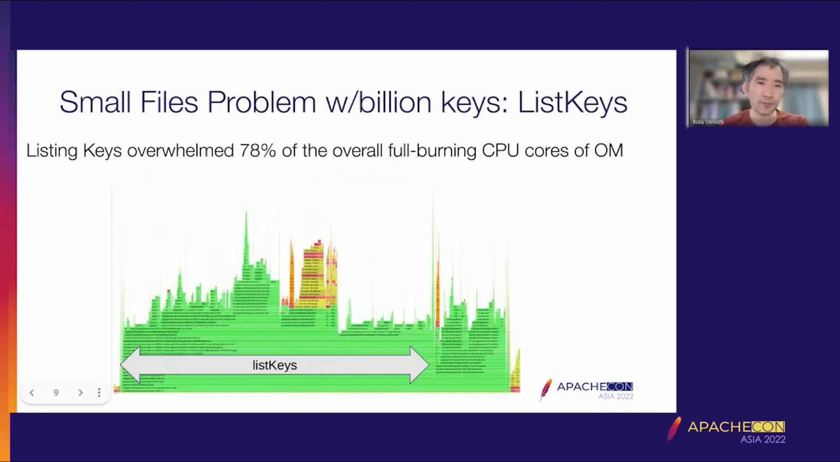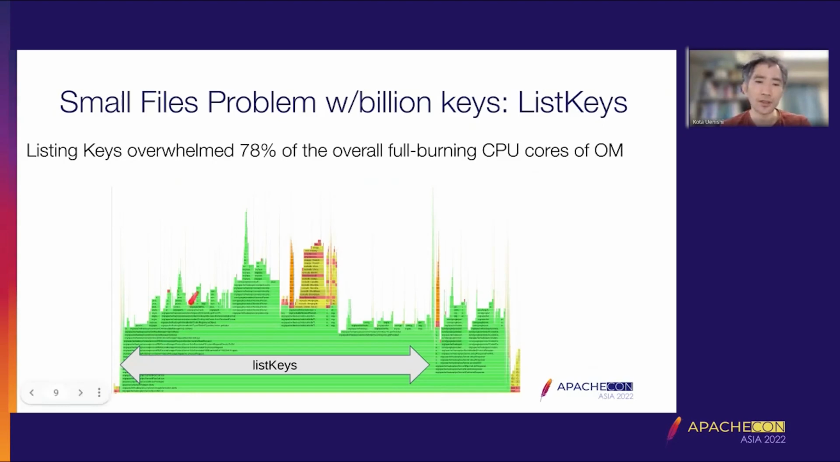The first small files problem we met in our real cluster, at a billion keys, is when we try to list the keys recursively. Listing keys overwhelmed the CPU cores of the Ozone managers, which were decoding the binary from RocksDB using protocol buffers as Java objects, and printing them as HTTP, XML.